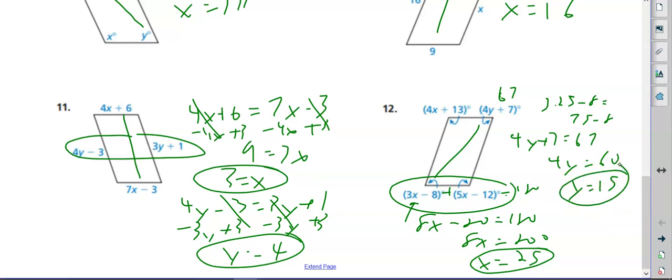That's just one way to do it. There are plenty of different ways to do that problem. That is just one of the many ways you could do it.